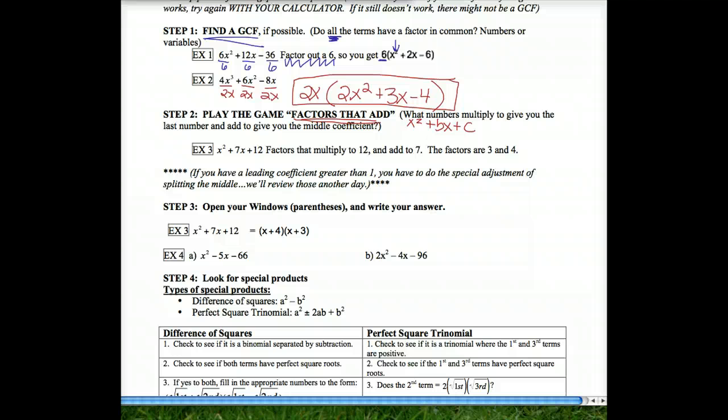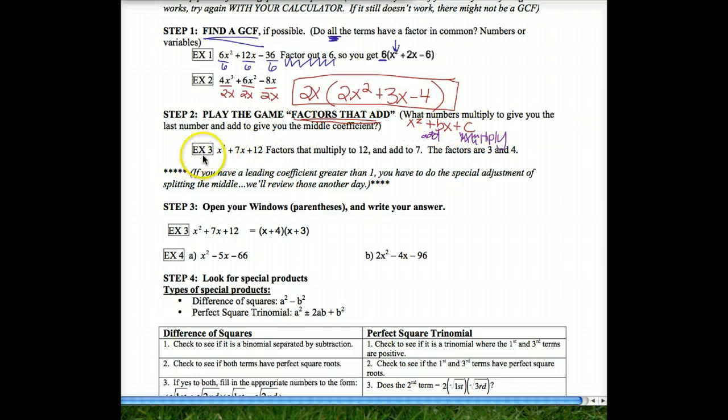Notice in parentheses here on all of these, what I've listed are questions you should be asking yourself. So for GCF, do all the terms have a factor in common? Is it a number or a variable? Down here, you're asking yourself when looking at the problem, what numbers multiply to give you the last number, so multiply to C, and add to give you the middle coefficient. So we're looking for what multiplies to C and adds to B.